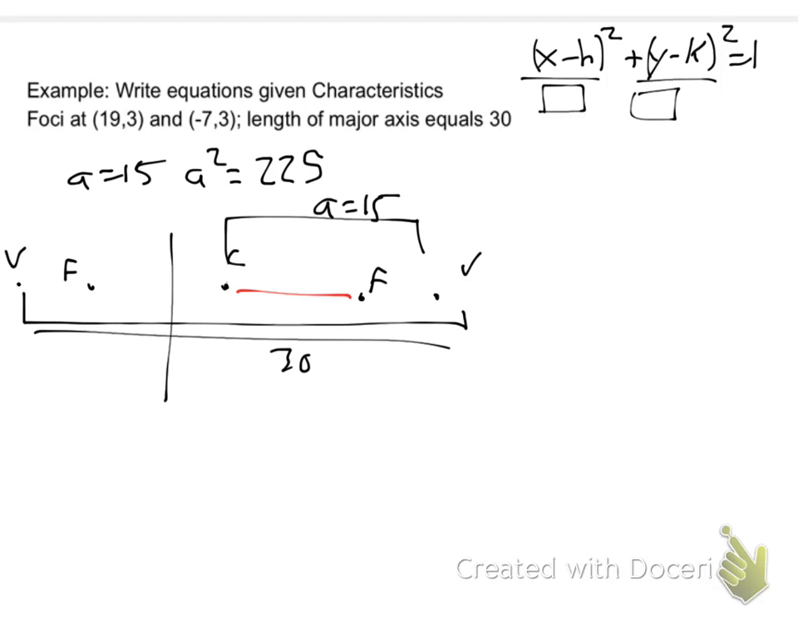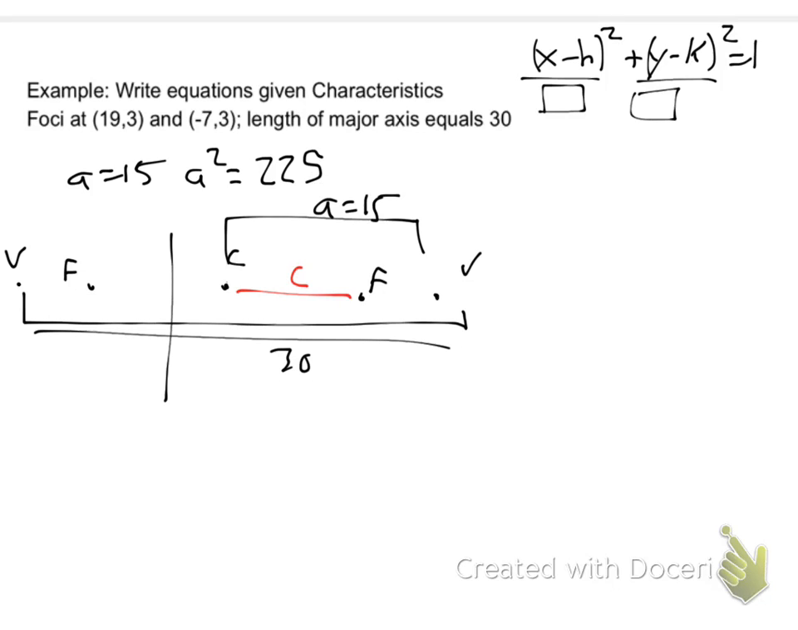Remember, A gets us to a vertice. C gets us to the foci, or focus, and the focus is always in the same major axis as the vertices. So this is a C value. The problem is I don't know what C is directly. But C, as in center C, is where, according to the focus, or the foci, it's in between, in the middle.